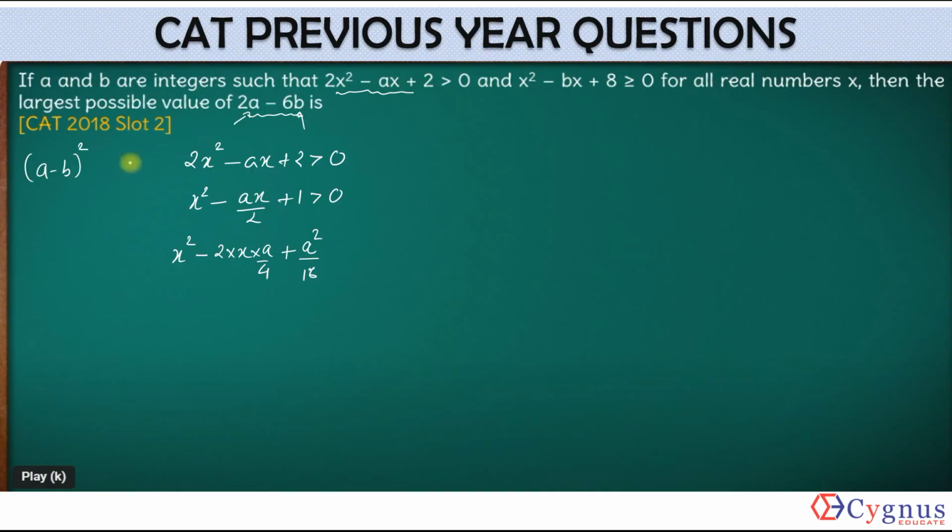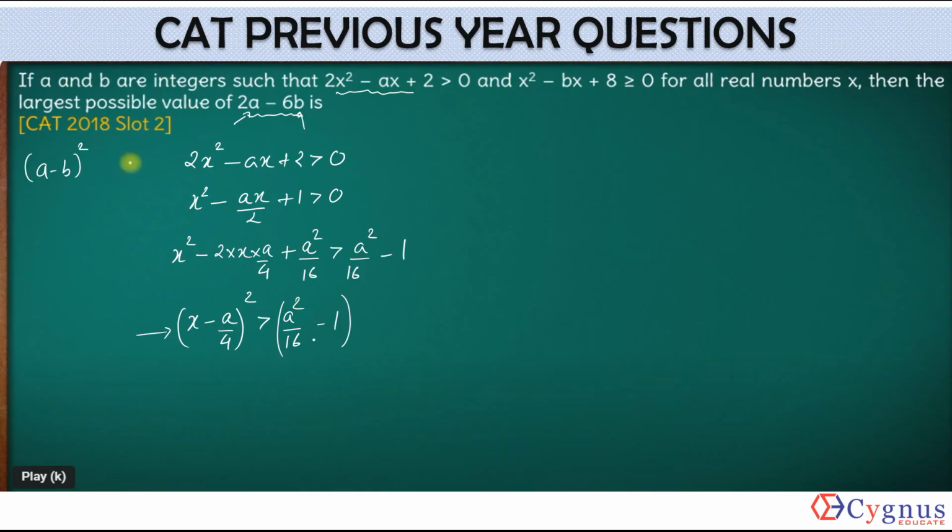But I cannot add a²/16 directly here. In that case, you'll have to add it on the right hand side also. So effectively, this becomes (x - a/4)² greater than a²/16 - 1. So we are not interested in the values of x here. We want the value of a and b here. Now look at this, it's a perfect square. And the minimum value of this perfect square will be how much? 0. It can never be negative.